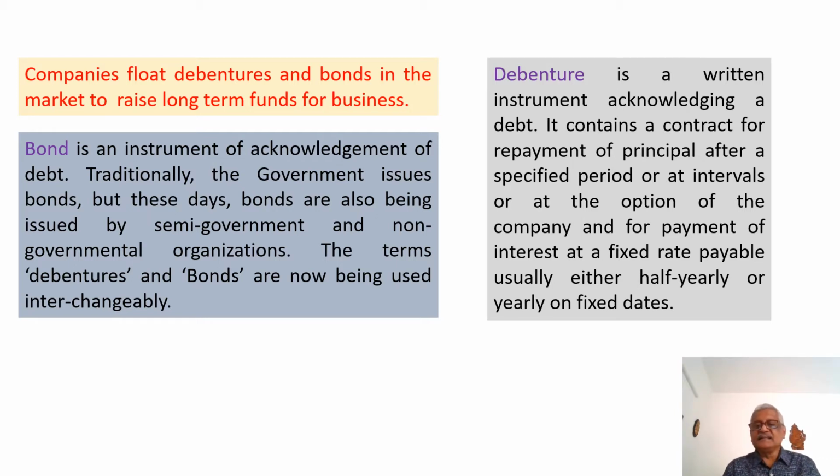Now, a debenture is a written instrument acknowledging a debt. It contains a contract for repayment of principal after a specified period or at intervals or at the option of the company, and for payment of interest at a fixed rate, payable usually either half yearly or yearly on fixed dates. So the debenture holders get the principal after a specified period or in installments or on a specific date as specified by the company. The interest on the debentures is paid either on a half-yearly basis or on a yearly basis. So the companies float bonds and debentures in the market to raise long-term funds.